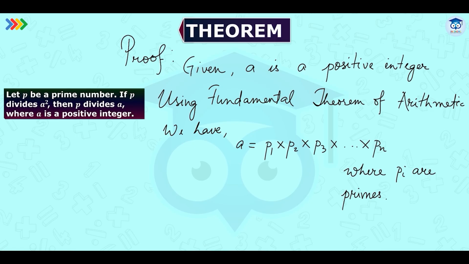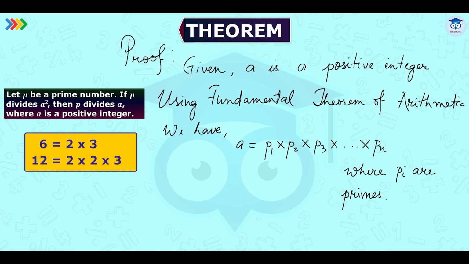So here Pi's are not necessarily distinct. It means that P1 and P2 can be equal. Like if you take the example of 6, we can express 6 as 2 into 3, right? Or when we take 12, we have 2 into 2 into 3. So here 2 and 2 are equal. Like this, some primes may be equal. So we can add here, Pi's are not necessarily distinct.